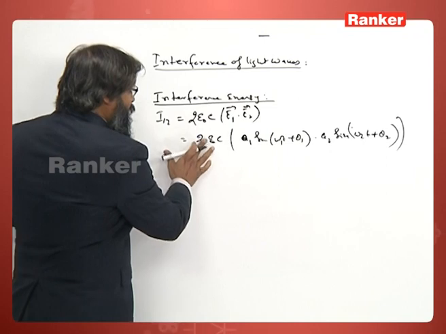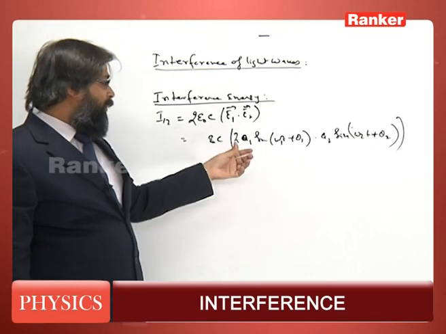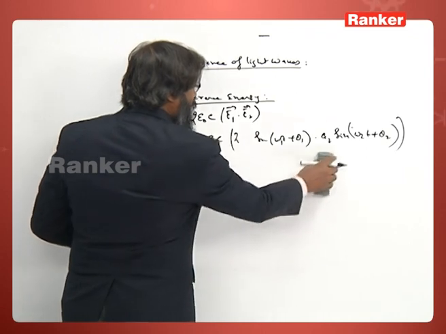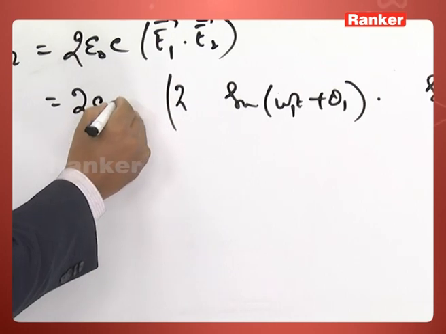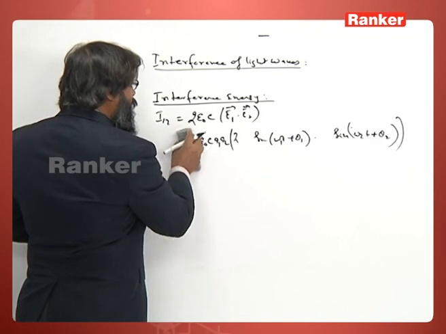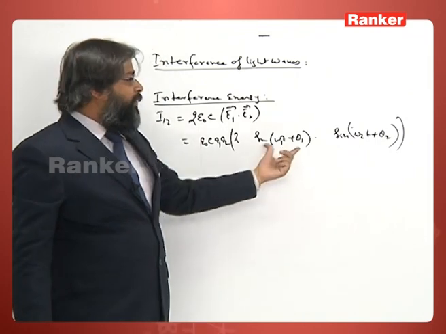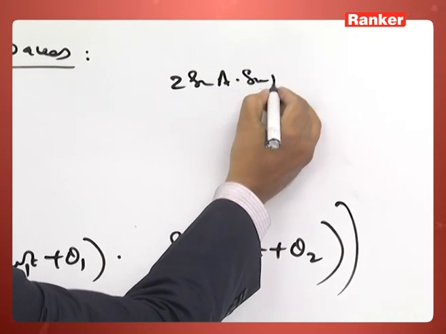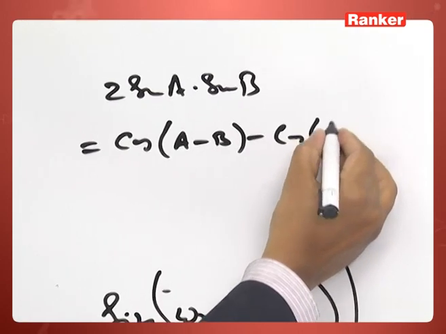Now we can bring this 2 inside. So this is the general trigonometric formula. We can bring this A1 A2 outside also, so that we can directly use this: 2 epsilon naught C A1 A2, and we have brought the 2 inside it. So this is 2 sin A sin B, that trigonometric formula. We will use this: 2 sin A sin B is equal to cos(A minus B) minus cos(A plus B).